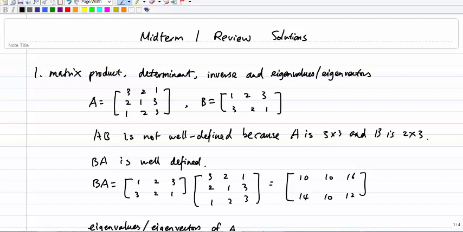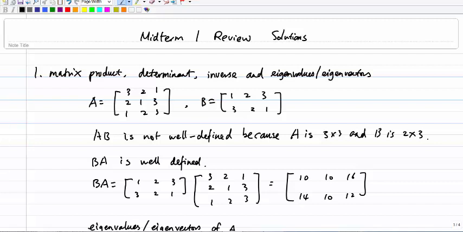The first question is about the matrix product, matrix determinant, matrix inverse, eigenvalues, and eigenvectors. I'll give you two matrices. A is a 3 by 3 matrix: 3, 1, 2, 2, 1, 3, 1, 2, 3. And B is 1, 2, 3, 1, 2, 3, 3, 2, 1, which is 2 by 3, meaning two rows, 3 columns.